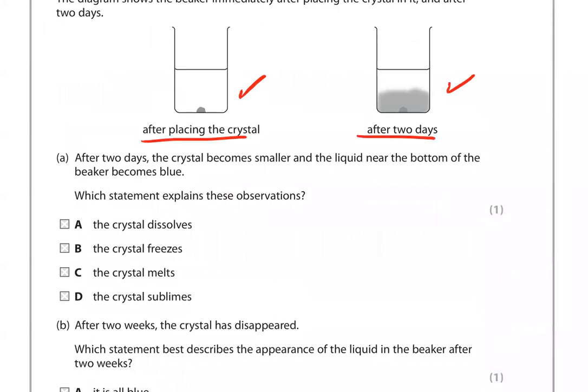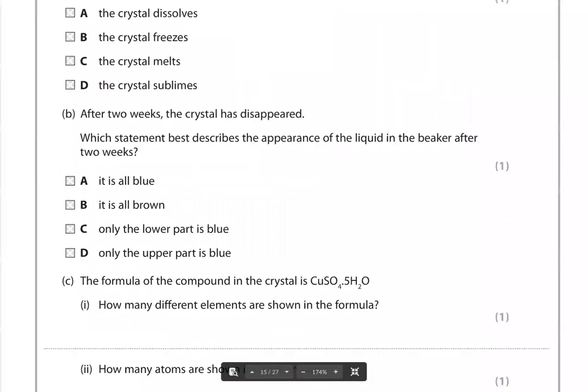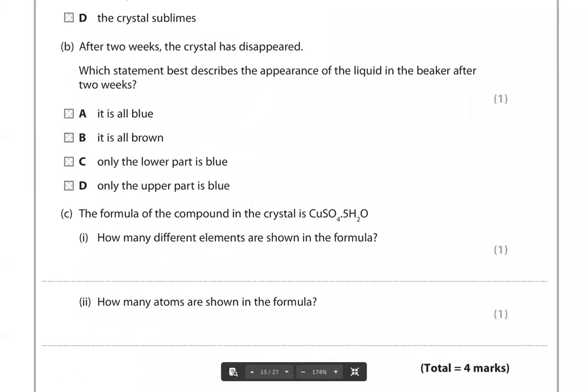Question A. After 2 days, the crystal becomes smaller and the liquid near the bottom of the beaker becomes blue. Which statement explains this observation? Definitely the first thing is the crystal dissolves. There is no freezes, no melts, no sublimes. Question B. After 2 weeks, the crystal has disappeared. Which statement best describes the appearance of the liquid in the beaker after 2 weeks? Definitely it will all be blue.